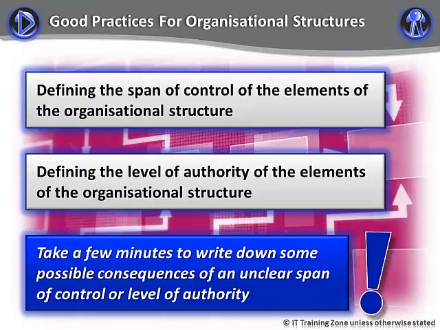Other good practices for organizational structures include defining the span of control of the elements of the organizational structure. What decisions fall within the scope of each element? Or, looked at from another perspective, what decisions must be made by each element? And, associated with the last point, defining the level of authority. What size of decisions can each element make? An obvious example relates to spending decisions. But money is not the only factor. Only the governors of the enterprise can decide to change its strategy. Take a few minutes to write down some possible consequences of an unclear span of control or level of authority.